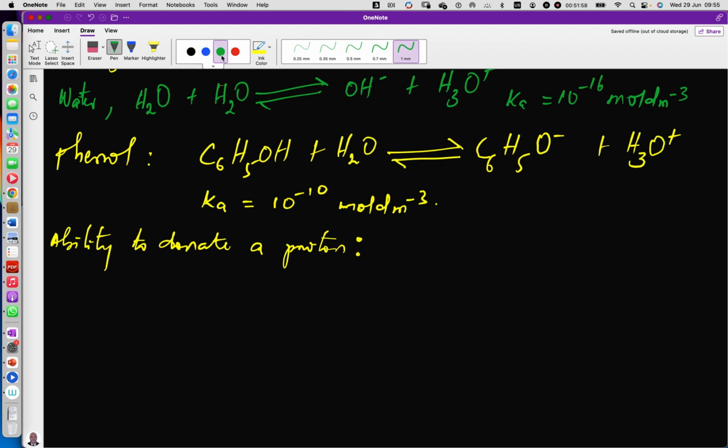Then let's look also at the stability of the phenoxide ion. That is the conjugate base that is formed when phenol is dissolved in water. A phenoxide ion and a hydrogen ion are produced. The stability of the conjugate base of the phenoxide ion.